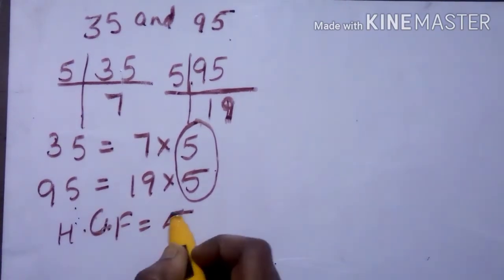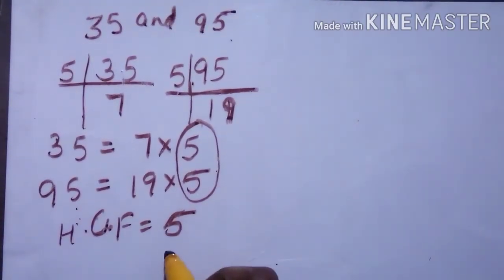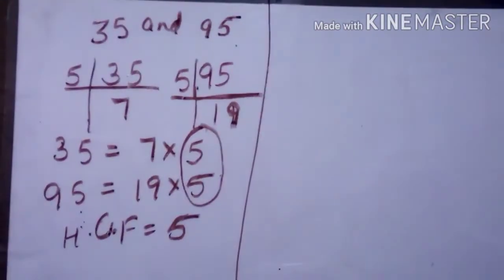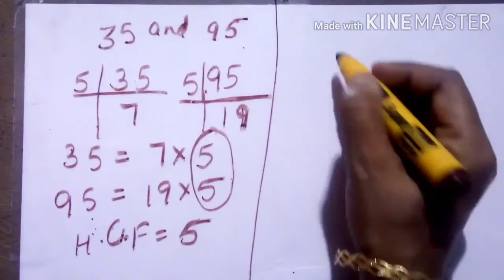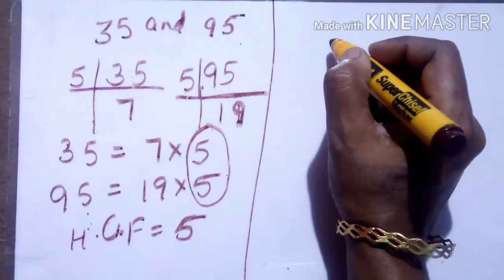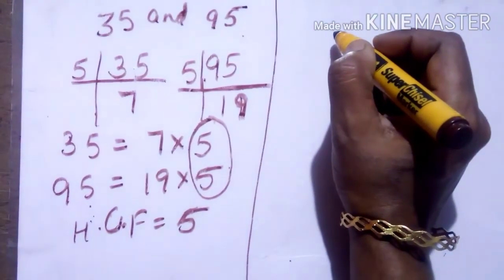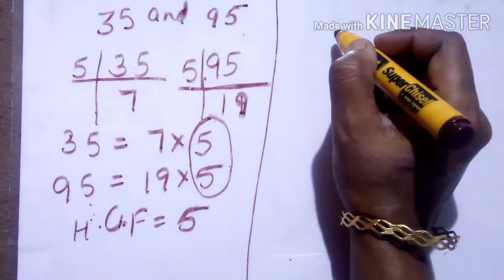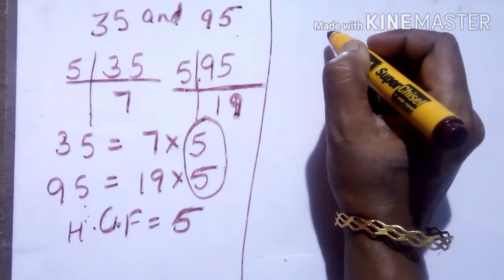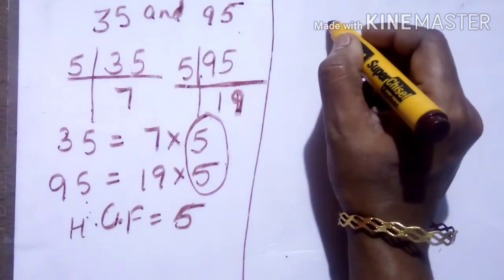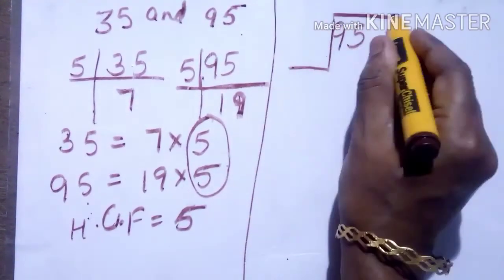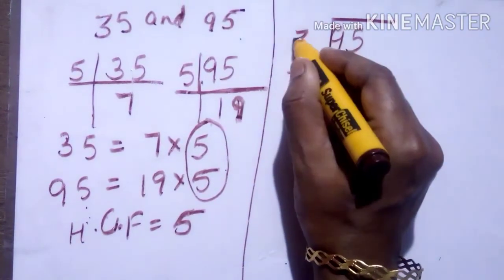You get 5. Now let us check this with the division method. You have to check with the division method. For the division method, first you have to divide the greater number by the smaller number. So 95 is the greater number. Divide this by the smaller number, that is 35.